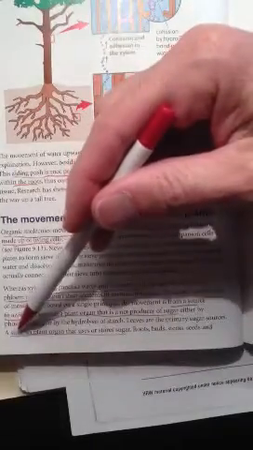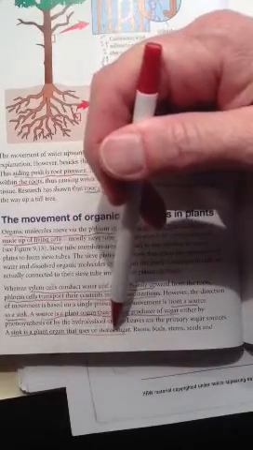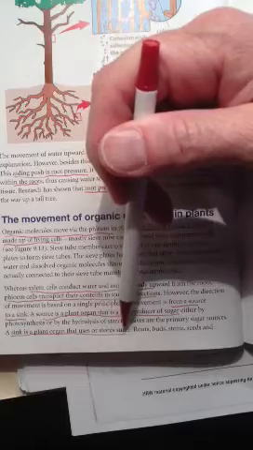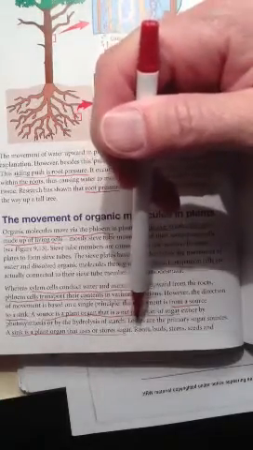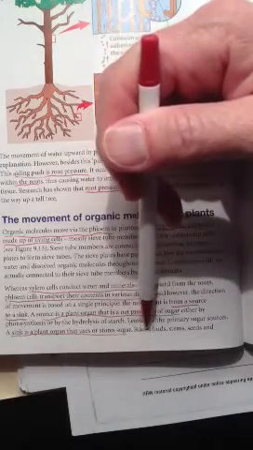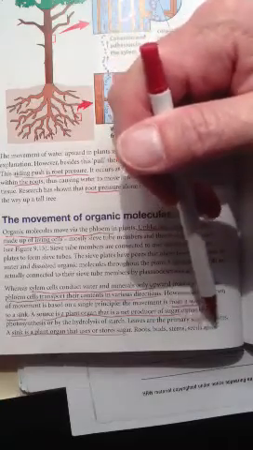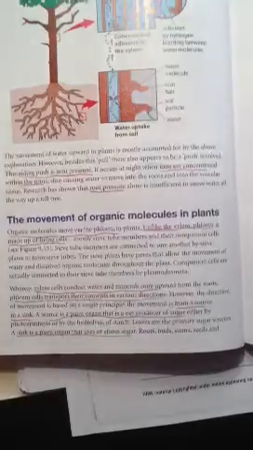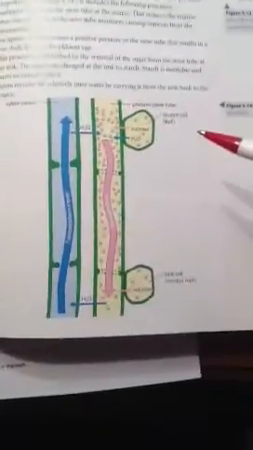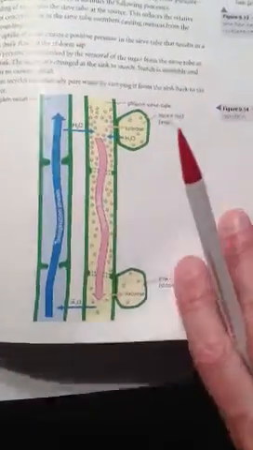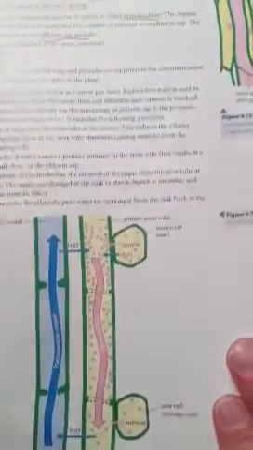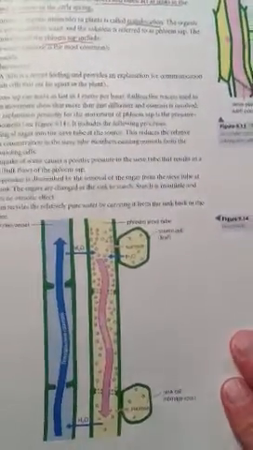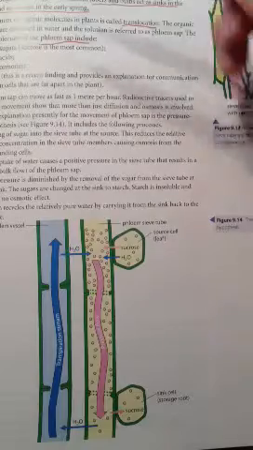And a sink is a plant organ that uses or stores the sugar. Some sinks would be roots that want to store sugar, buds, stems, and seeds. They're all going to need the energy, so they're going to be sinks. Now we do have some organs that could be a sink and a source depending on what's happening.